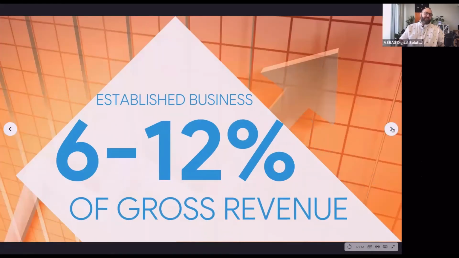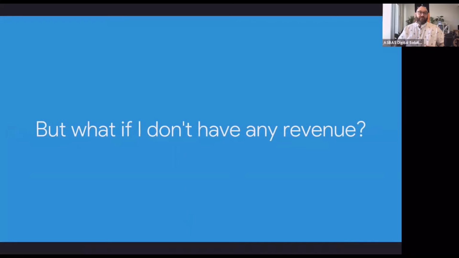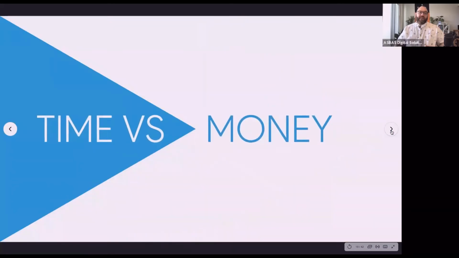If you're established in your business, that then drops. So the top end now becomes the bottom end. An established business will spend between 6 and 12% of their gross revenue on marketing activities. Now, that all sounds fine, but it's quite possible that you don't actually have any revenue. If you don't have any revenue, ultimately, you shouldn't really even be spending anything.